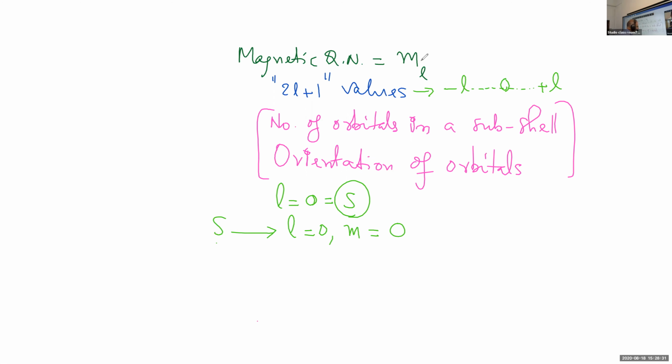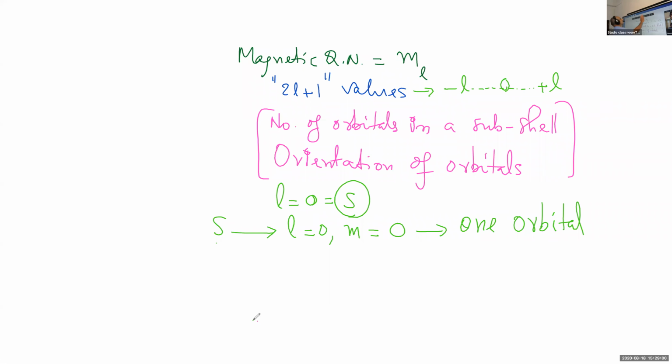In the S level, there is only one orbital. The shape we know, S is spherical, that we have got from the azimuthal quantum number. Shape of the orbital we have got from the azimuthal quantum number. So in the S subshell, there is only one orbital.